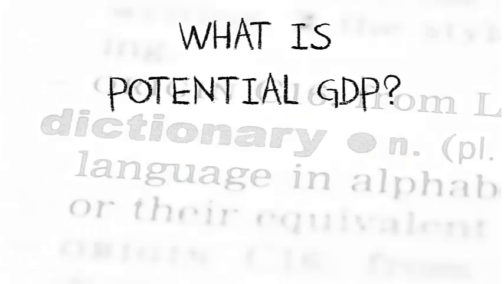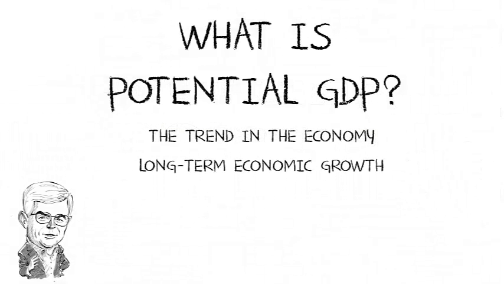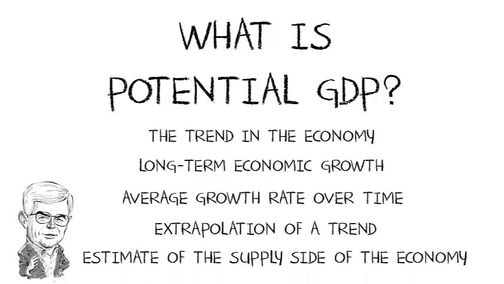How is that measured? It's measured to be the trend in the economy. Long-term economic growth tries to measure what our potential is. Sometimes you're above it, sometimes you're below it. It's kind of an average growth rate over time. And it's measured a different way, sometimes just by extrapolation of a trend. That's the simplest way. Sometimes trying to use an estimate of the supply side of the economy, the amount of capital, the amount of labor available. A number of ways to do it.